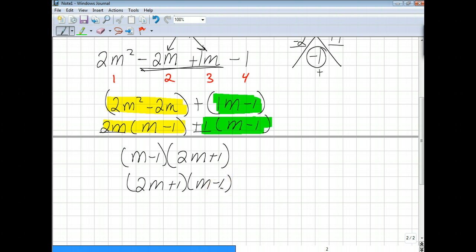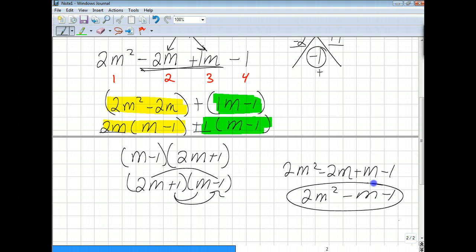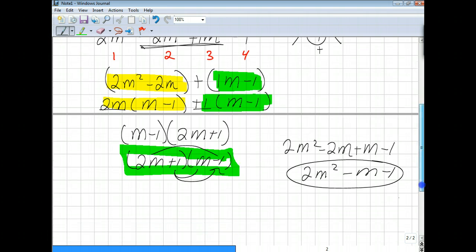Okay? And we see, just a quick check, if we FOIL this back out, 2m times m is 2m squared. 2m times negative 1 is negative 2m. 1 times m is 1m. And 1 times negative 1 is negative 1. Then I get 2m squared minus m minus 1. Exactly what I started with. So we do have the correct answer. So this is our answer. Okay? All right, so let's try another one.